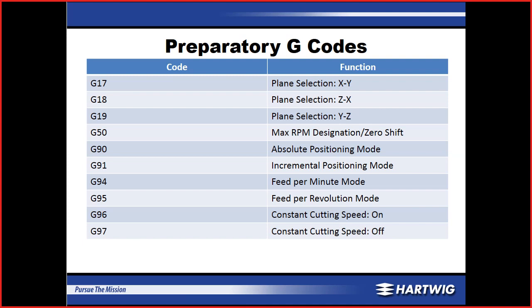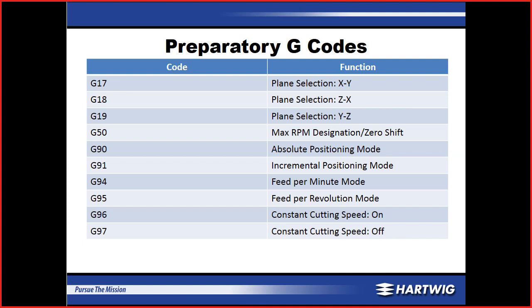G50 is a command we have to have in every single program, which is max RPM designation. It also has a zero shift function, which I would not recommend doing. And on the next slide, we will talk about how G50 needs to be used so that that zero shift doesn't happen when we intend to use it for max RPM.